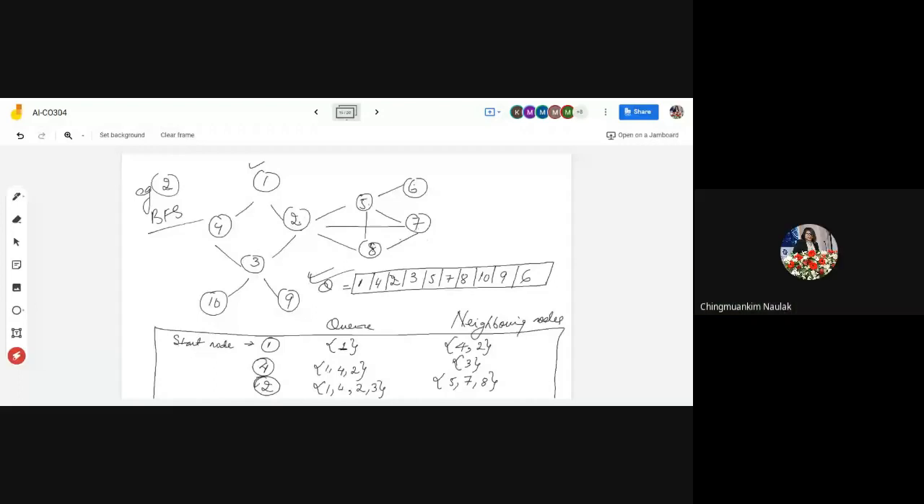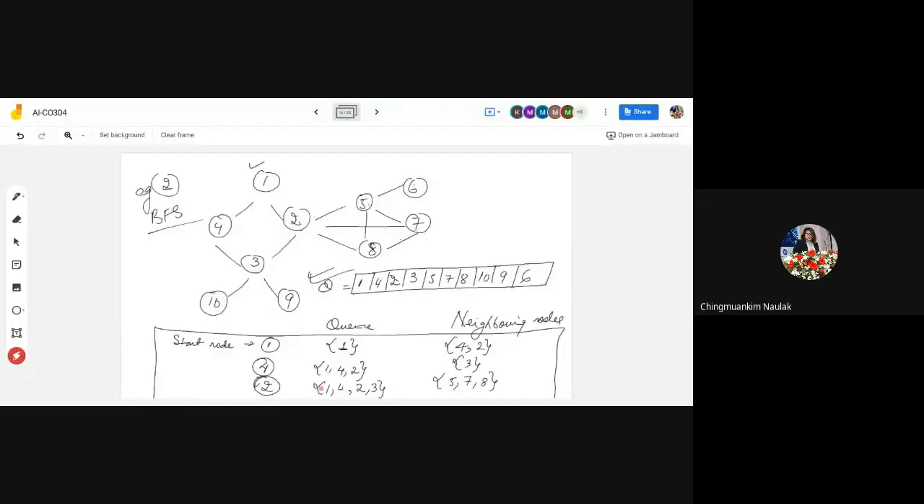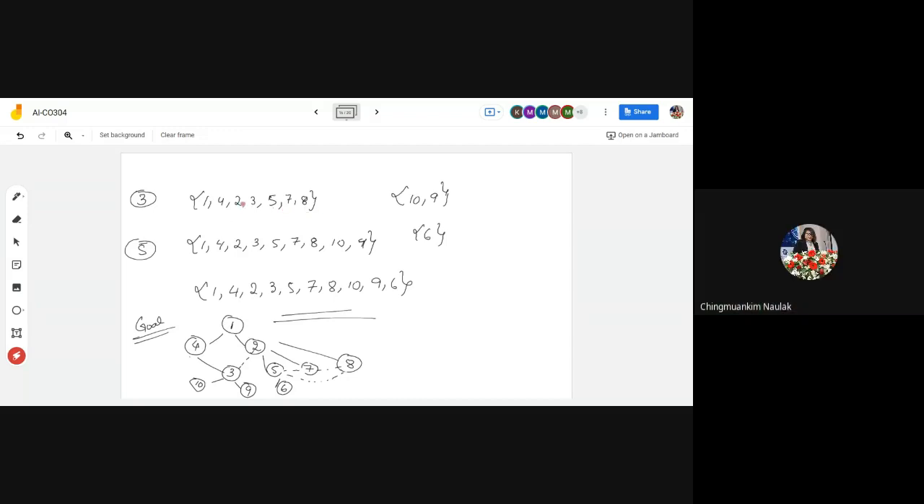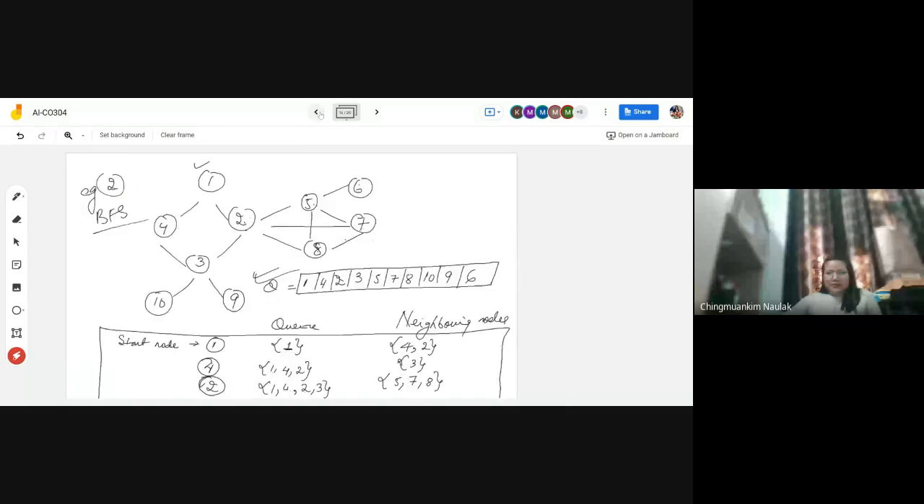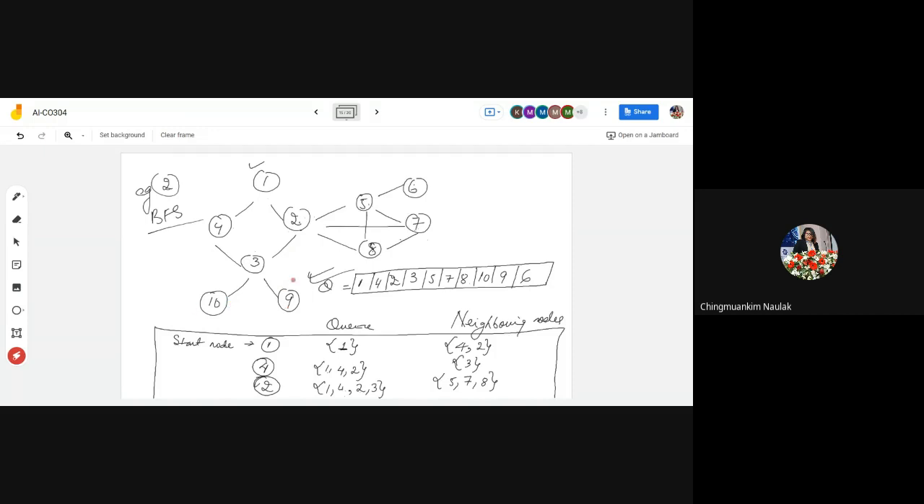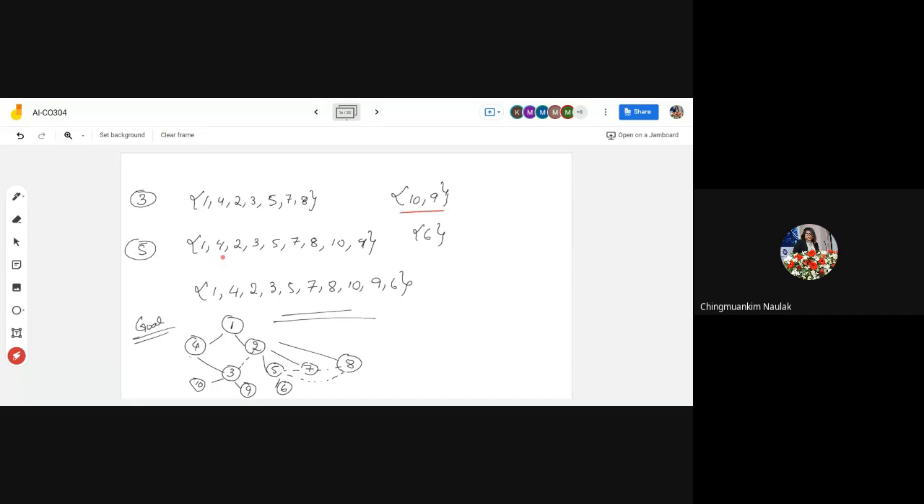Okay, all right. I think it's clear till here. In the next queue, you'll have 1, 4, 2, 3, 5, 7, 8. So that's what you're writing now. Till here, you have explored till 2, so you're going to explore the next, that is 3. If you look at the graph, what are the neighboring nodes of 3? The neighboring nodes of 3 are 10 and 9. Unvisited nodes, 10 and 9. So you write 10 and 9. And then after that, in the queue, you will have all this and this, so you have all this now.